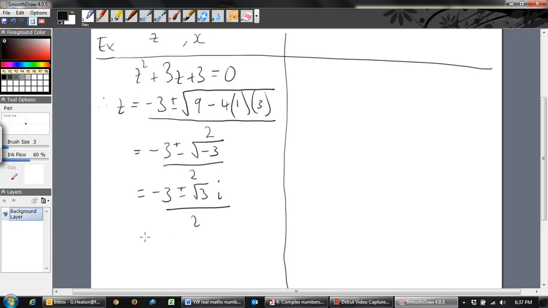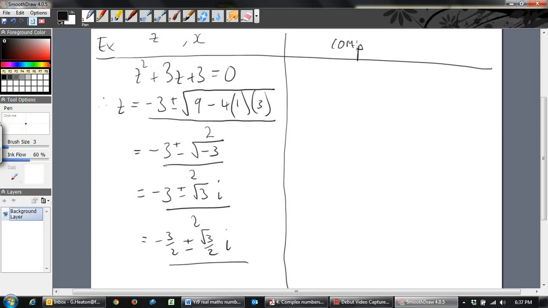And if you wanted to write that a bit different, you could go -3 over 2 plus or minus root 3 over 2i, something like that. Okay, so that's the first way to do it, using the quadratic formula. If you're asked to factorize a quadratic before solving it, then you'll have to complete the square.